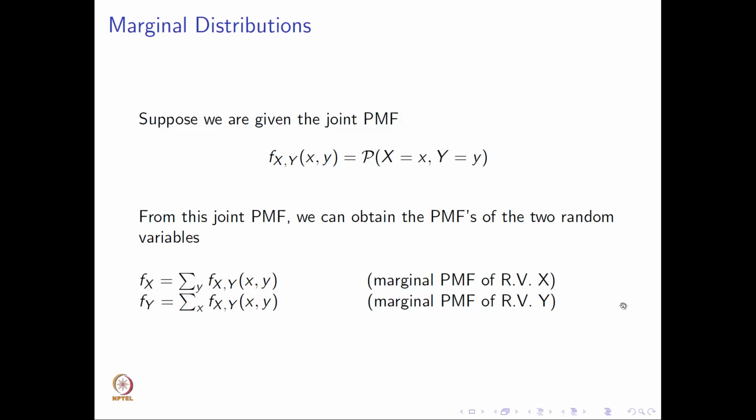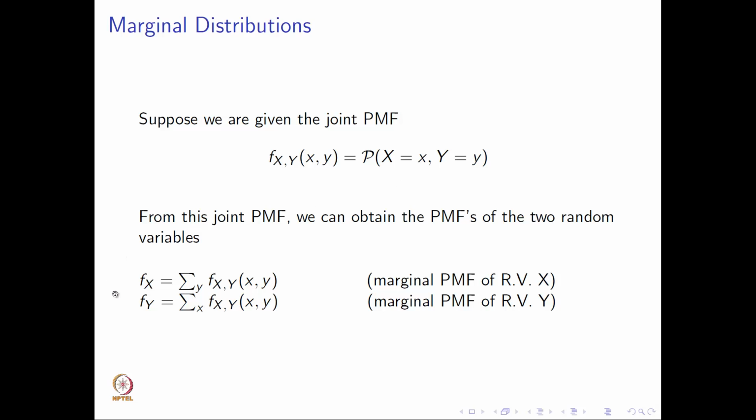Suppose we are given the joint probability mass function of the random variables x and y. What if we are interested in only the individual mass functions of either of the random variables? This can be obtained from the joint probability mass function by a process called marginalization. The individual probability mass function thus obtained is also referred to as the marginal probability mass function.